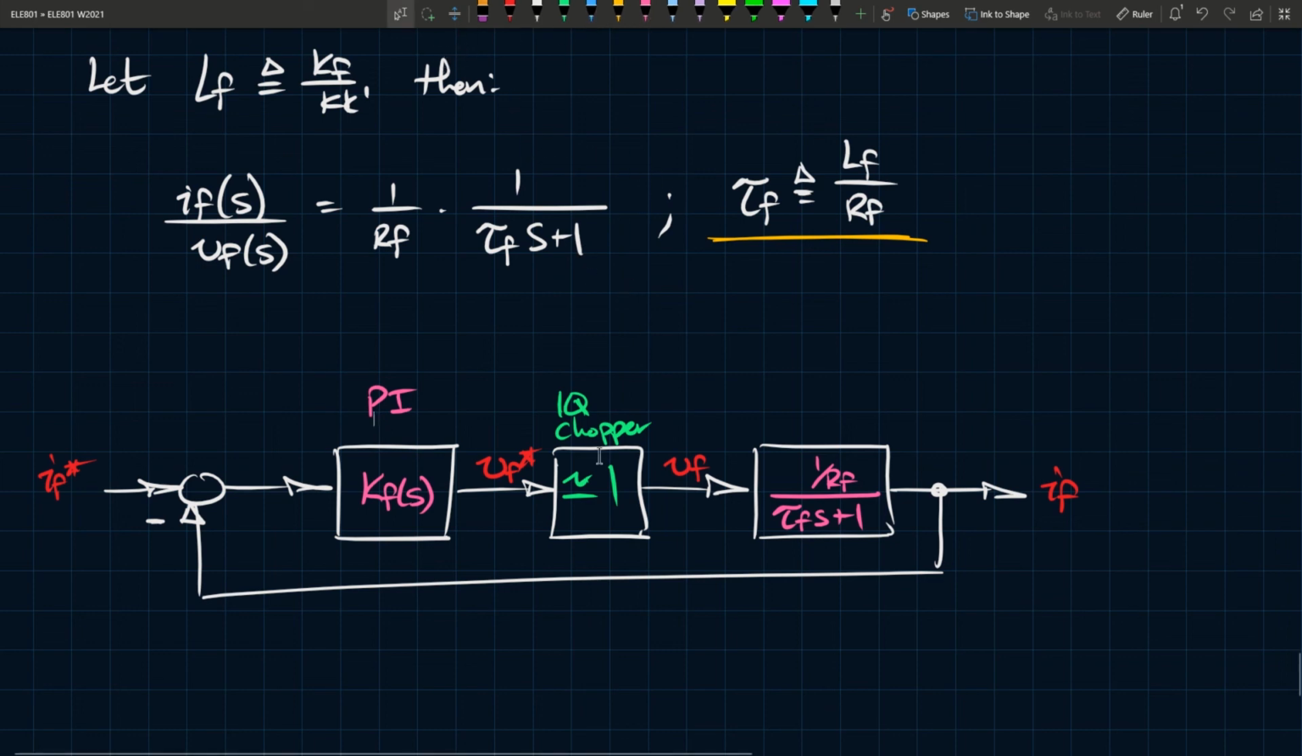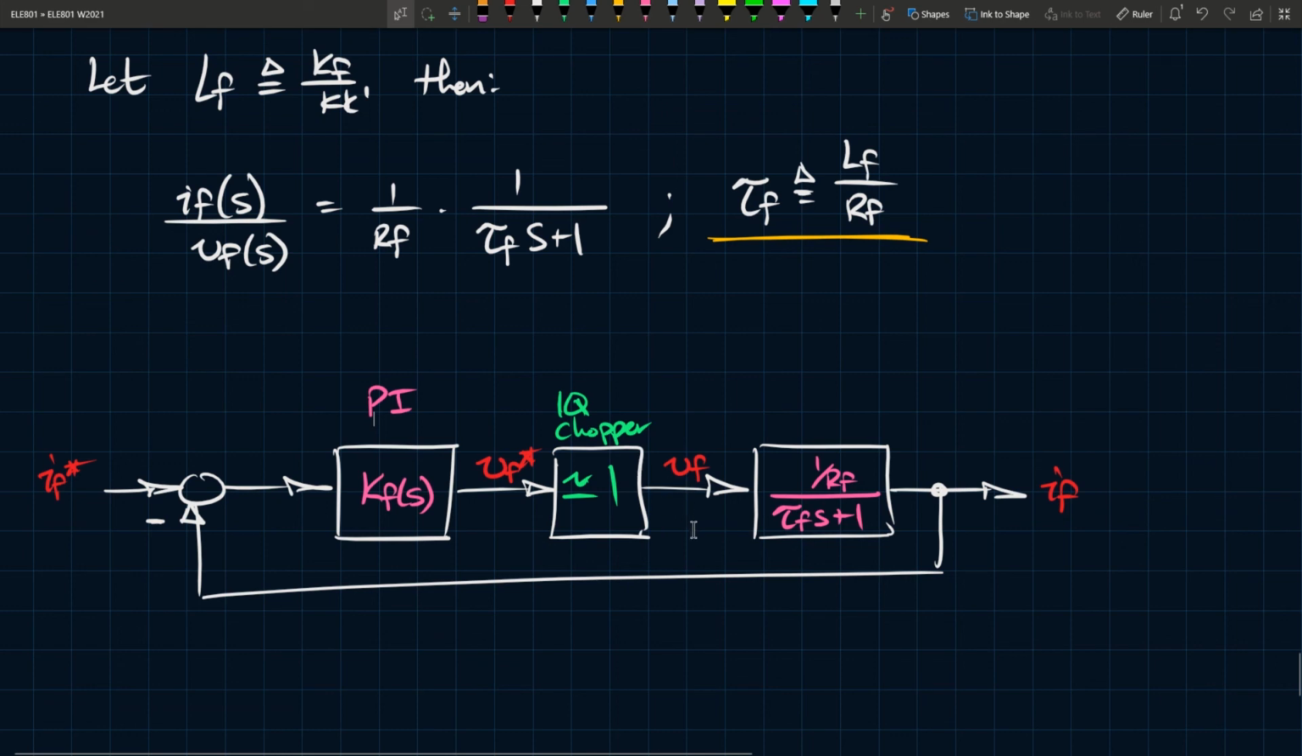One thing I changed here is this is approximately 1. We assume that the converters are highly efficient, with no losses, so whatever signal you give it is exactly the signal you get out. So the gain of the converter is approximately 1, especially in a one quadrant chopper. In certain cases, you might have gains that are not 1, but in this case, for a one quadrant chopper, the gain is approximately 1.